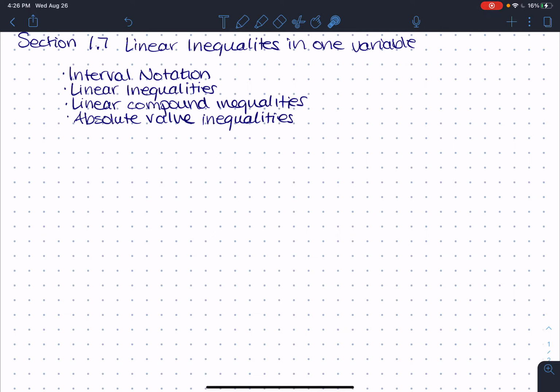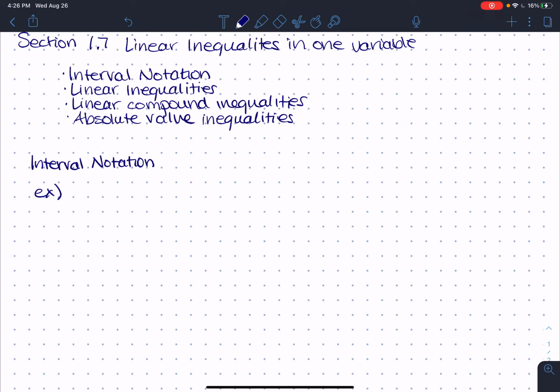Okay, so let's just jump into it. Let's talk about interval notation. So like the name implies, it is ways of notating intervals. So let me go ahead and write this. Okay, so let's just do an example here.